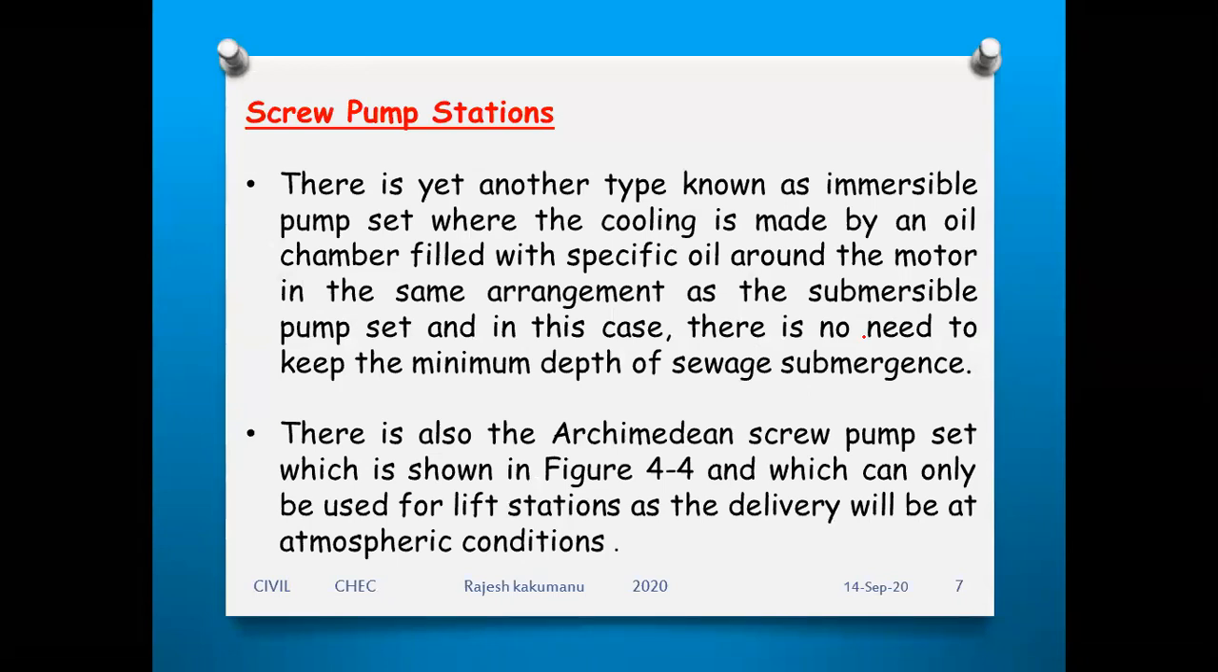Now see, this is another type of submersible pump set where the cooling is made by an oil chamber filled with a specific oil around the motor, in the same arrangement as the submersible pump set. In this case, there is no need to keep the minimum depth of sewage submergence. So here there is another type of submersible pump where the motor is cooled by making use of oil filled around the motor.